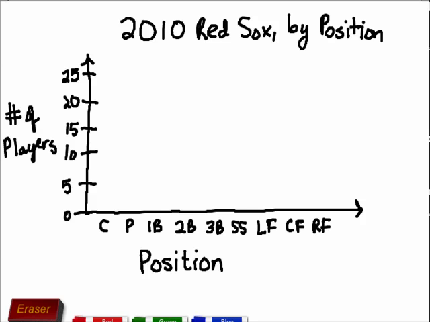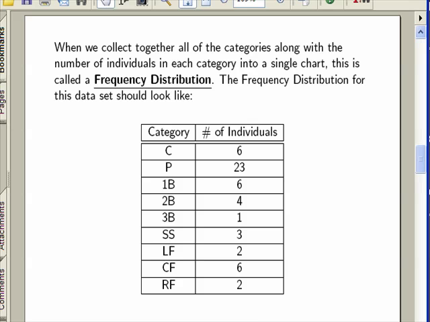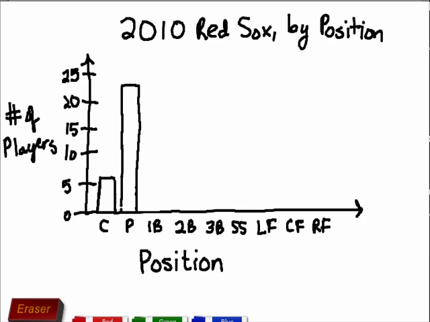So now we just go ahead and plot the bars. We got 6 as the height of the bar for the number of catchers we had. We had 6 catchers. We had 23 pitchers. Oh, that's not a good line. Okay, that's a little better. 23 pitchers. How many first basemen did we have? We had 6 first basemen, and then so on. You can go ahead and draw bars that are the appropriate height for each of these categories.